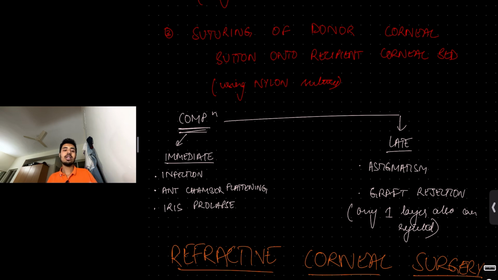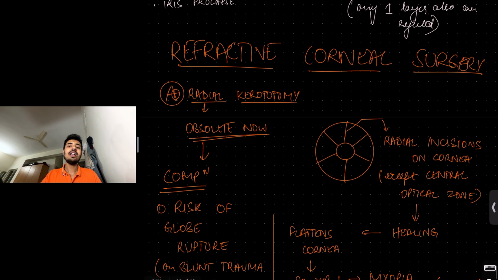So immediate complications: infection, anterior chamber flattening, iris prolapse. Late complications like astigmatism and graft rejection. This is about keratoplasty or corneal transplantation. Then coming to refractive corneal surgeries.